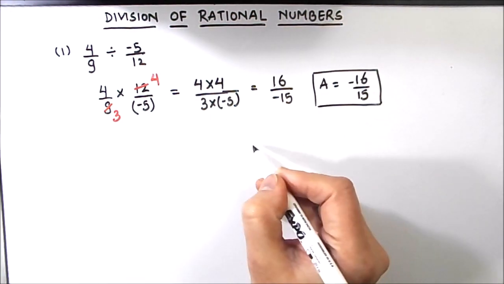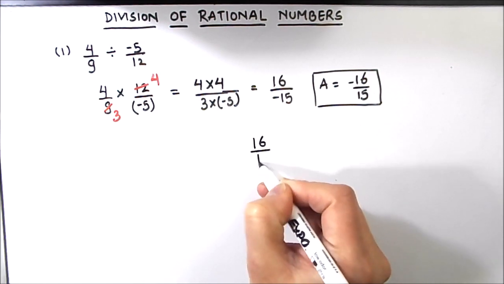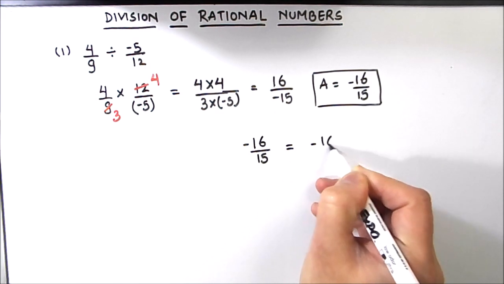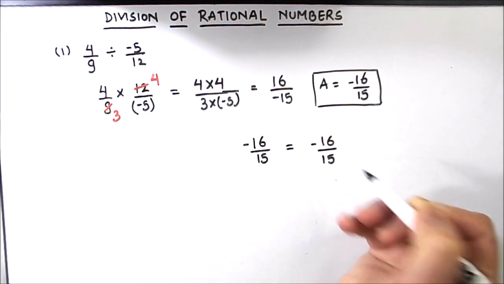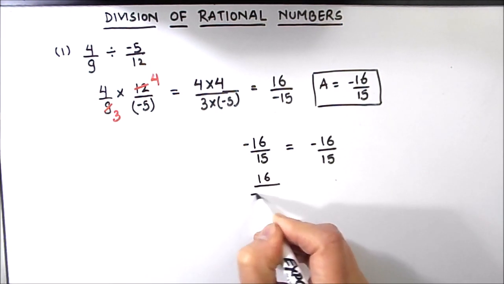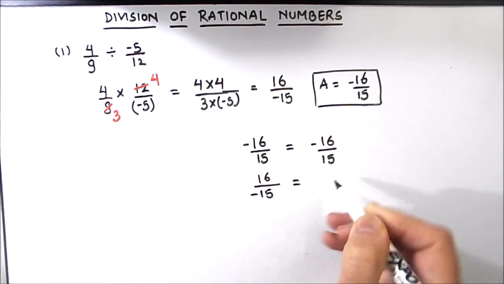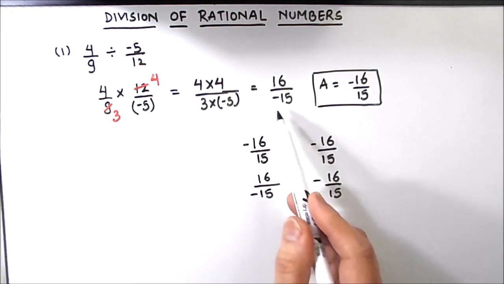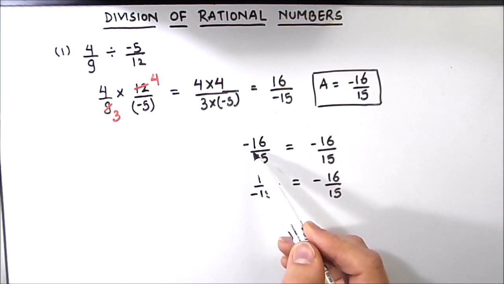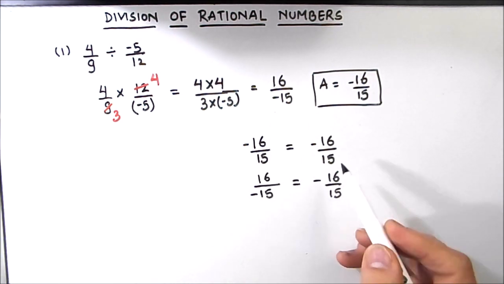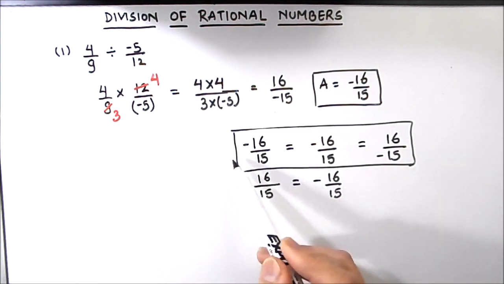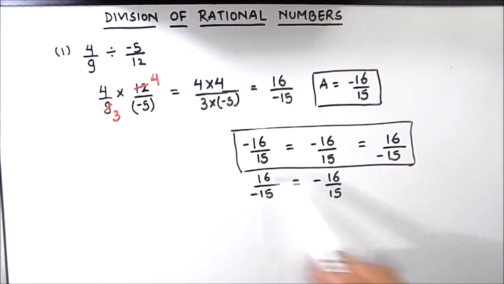About the negative sign, if the negative sign is in the numerator like this, it is equal to negative 16 by 15. If the negative sign is in the denominator like this, it is also equal to negative 16 by 15. No matter where the negative sign is, in the numerator or denominator, the negative sign will be in the rational number. So do not get confused with the negative sign. All the three fractions are equal. Let's move on to our second example.